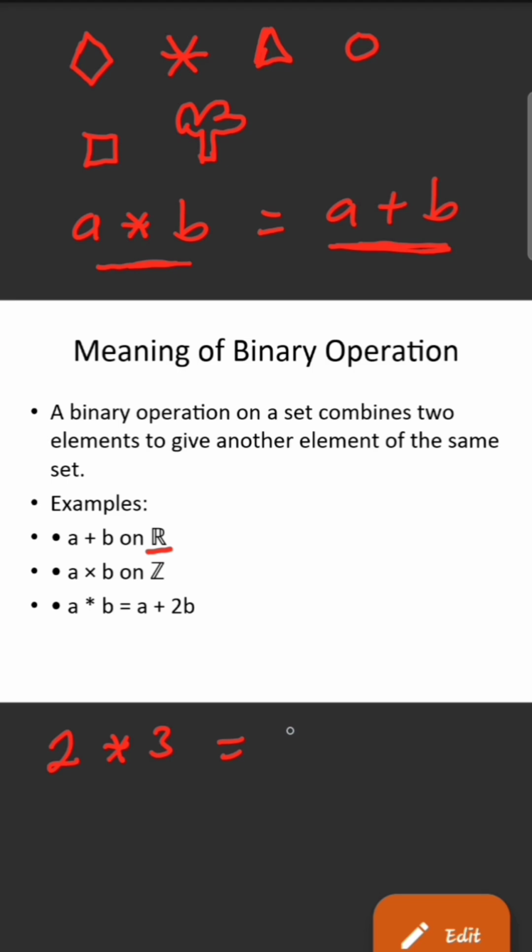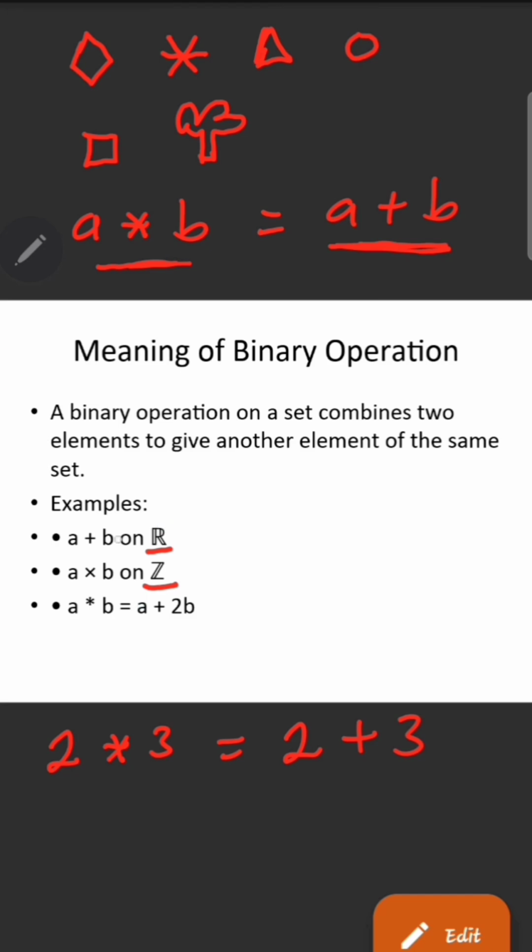2 operation 3 will be what? 2 plus 3. So just substitute the values of A and B into the definition that you are given here. It could be defined anyhow. This could be negative, this could be times. But you must work in accordance with how your operation is defined. So let's look at another example. It says A times B on Z.